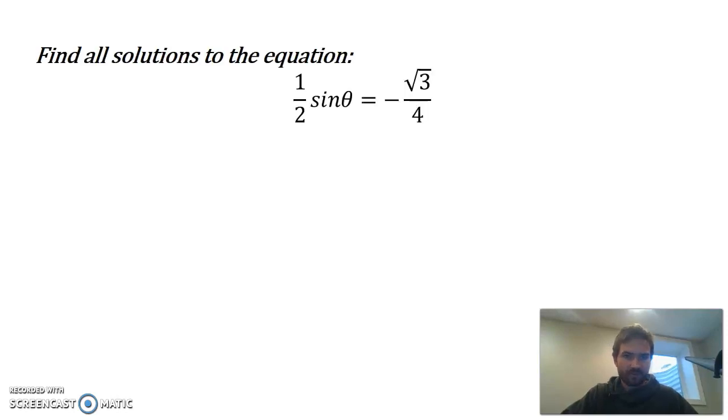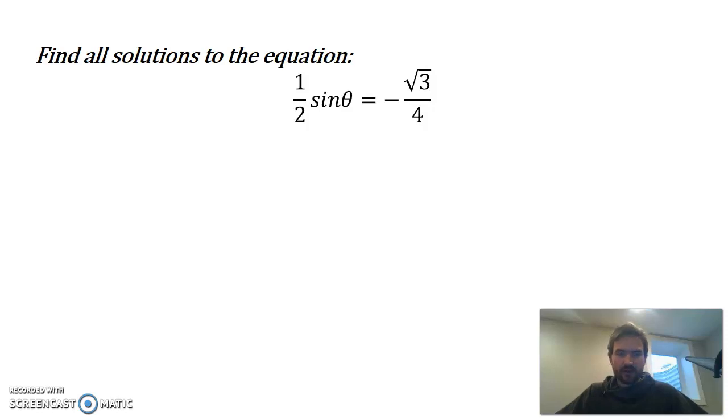I wanted to go through a couple more examples with solving general trig equations, in case you want to see a few more examples and get a better understanding of how to go through these types of problems. Alright, so let's get started.